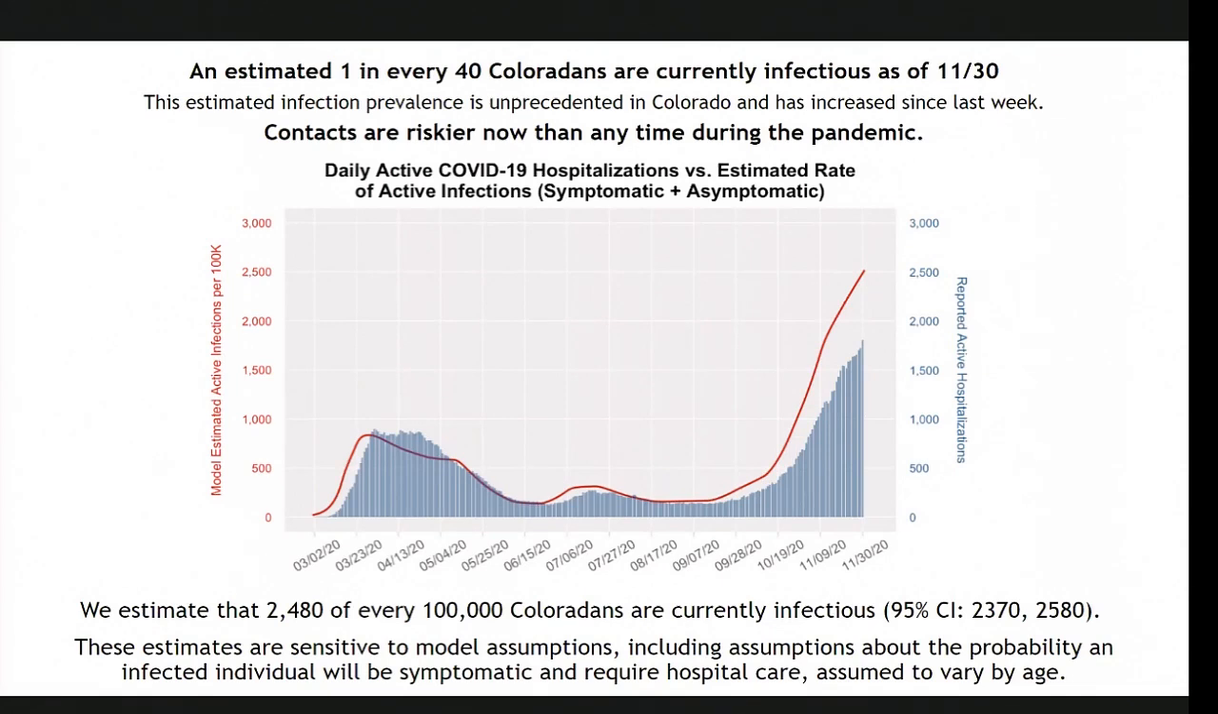So remembering that a substantial proportion of the cases are asymptomatic and, of course, not picked up by CDPHE, we use our model to estimate how many people are infected. And that's where these estimates of 1 in so many Coloradans are infected. Right now, that number is 1 out of 40. It was about the same last week. I think we said the figure is 1 out of 41.